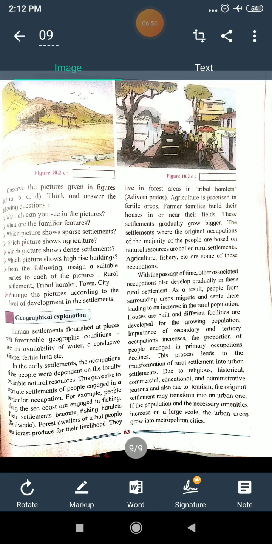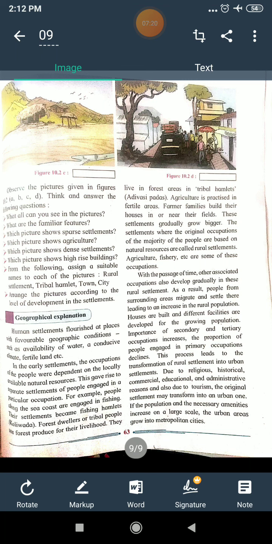So previously maybe only agriculture or fishery was being carried on in these rural settlements, but with the passage of time, not only agriculture and fishing, but also some other activities started, or people started taking them up as their occupation. Let us see what those are.